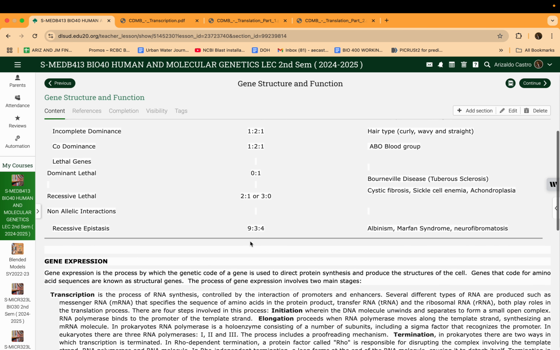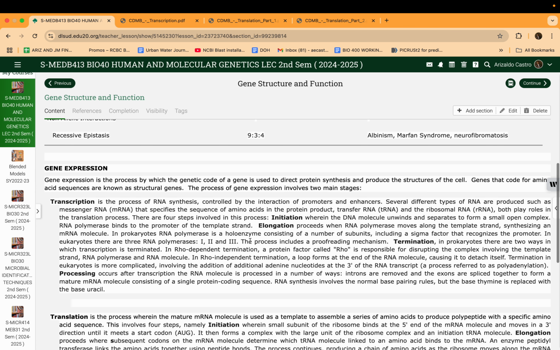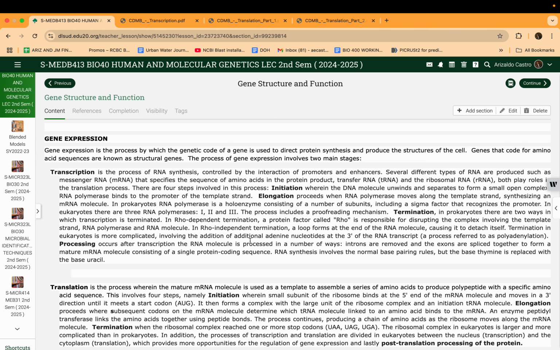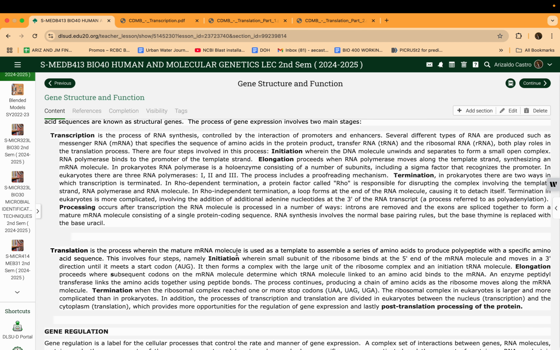Now, we go into gene expression. We will discuss transcription and translation as two key processes. Transcription is when RNA is synthesized from DNA.